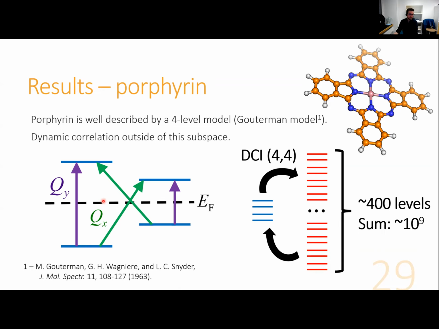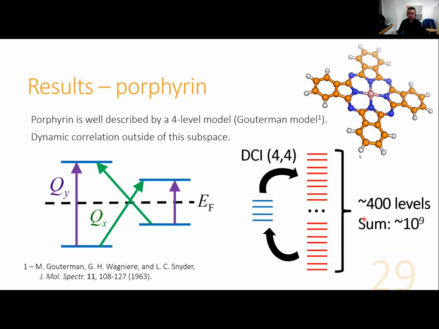And by symmetry considerations, the lowest excitations should be these QX and QY excitations. QX mixes these 2 single particle transitions like this, and QY mixes the other 2 single particle transitions. So this is a really nice active space. And the other great thing about porphyrins is that you can place a d electron atom in the center. And that's also really well suited to an embedding theory.